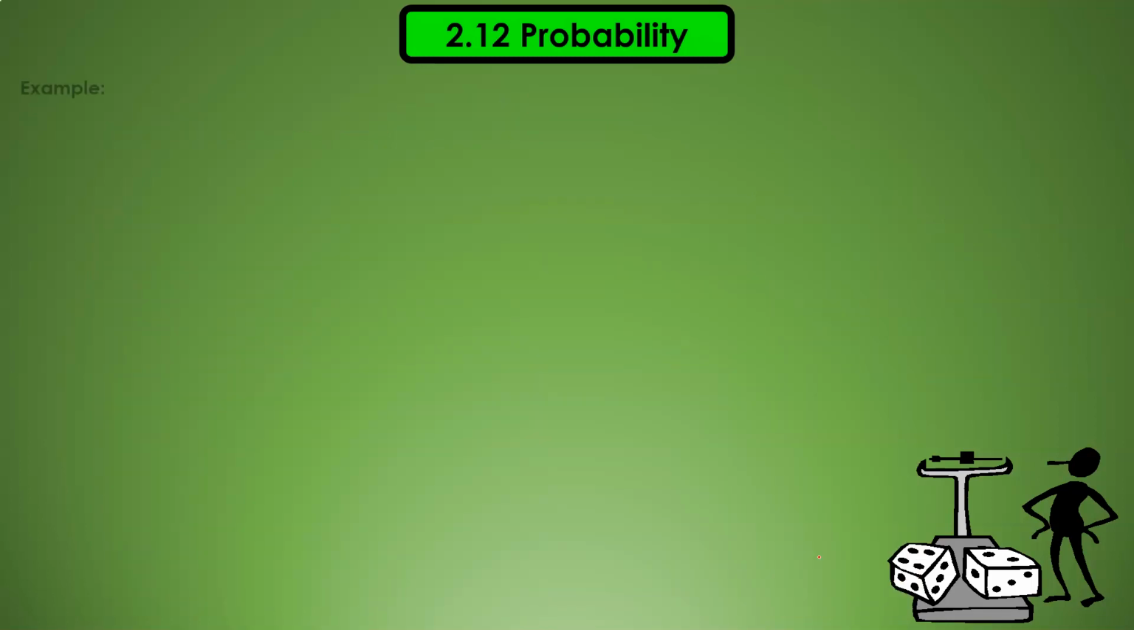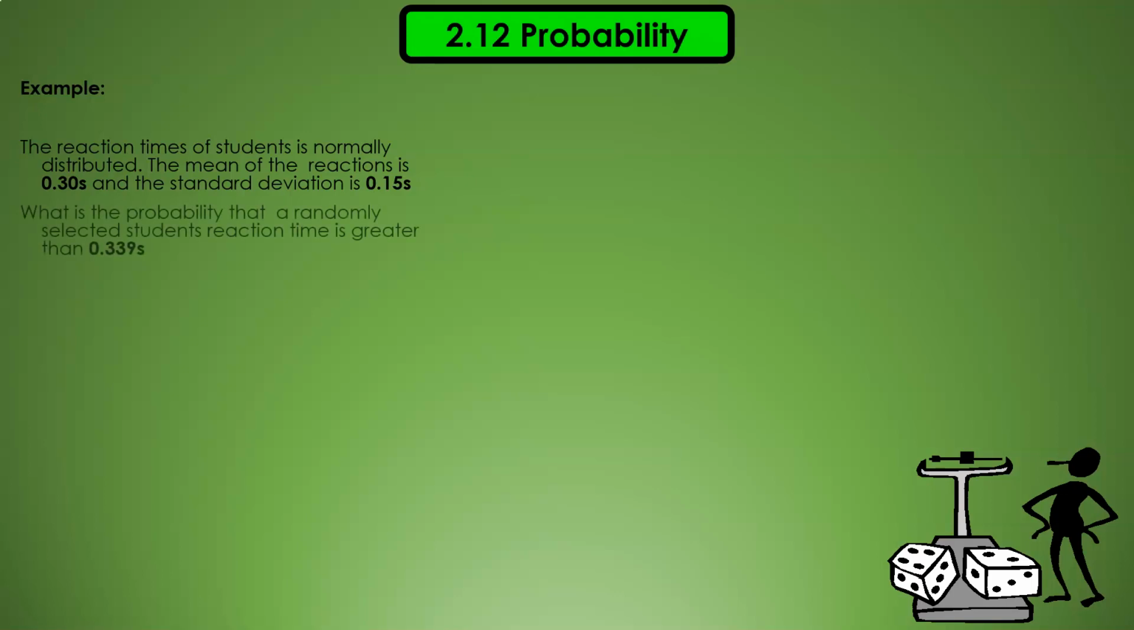Now the good news for questions is not a lot changes. What changes slightly is how our diagrams look. The reaction times of students is normally distributed. The mean of the reactions is 0.30 seconds and the standard deviation is 0.15 seconds. What is the probability that a randomly selected student's reaction time is greater than 0.339?